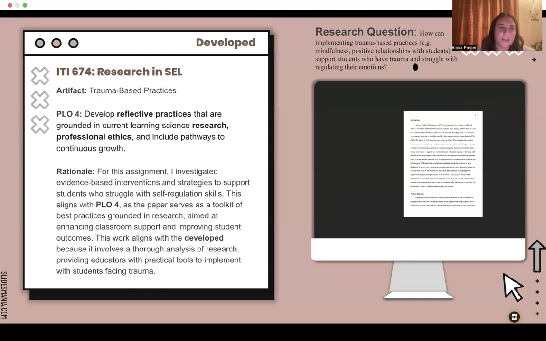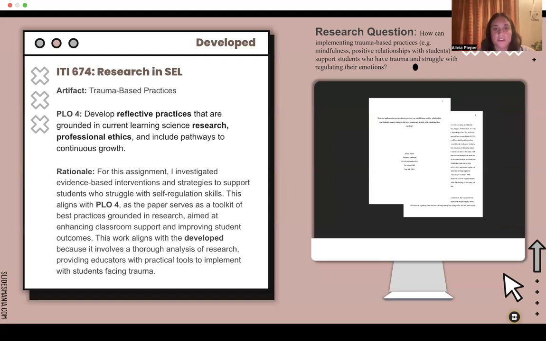My next one was ITI 674, Research in SEL. The artifact that I chose was trauma-based practices. For this assignment, I investigated evidence-based interventions and strategies to support students who struggle with self-regulation skills. This aligns with PLO 4 as the paper serves as a toolkit of some best practices that are grounded in research, and it's aimed at enhancing classroom support and improving student outcomes.